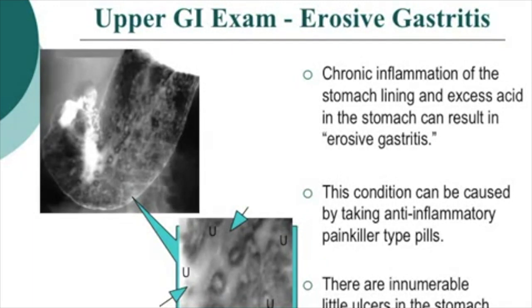Barium, which looks white on these images, pools in the little ulcer craters, which are shallow grooves in the lining of the stomach. The dark ring around each little white barium puddle on this image is caused by swelling of the inflamed stomach lining surrounding the ulcer crater.